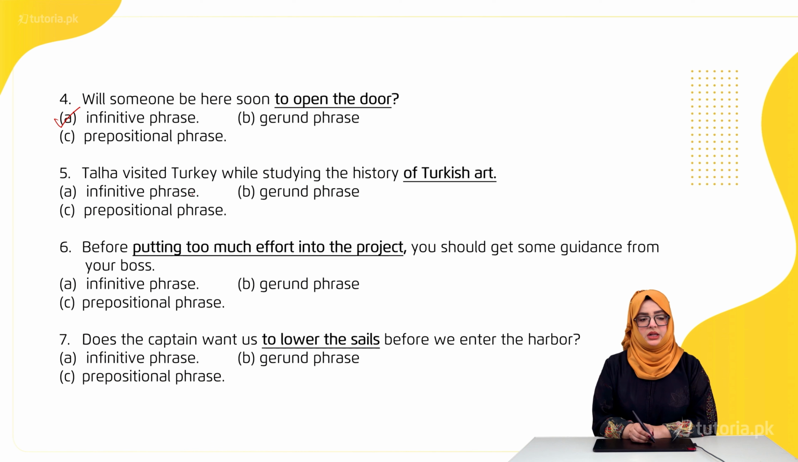Fifth is Talha visited Turkey while studying the history of Turkish art. अब of है. Again, ये हमारे पास prepositional phrase आ जाएगा. Sixth is before putting too much effort into the project, you should get some guidance from your boss. A. Infinitive phrase, B. gerund phrase, C. prepositional phrase. And if we see ing form आ रही है, and again it's answering question what, तो हमारे पास ये gerund phrase आ जाएगा.